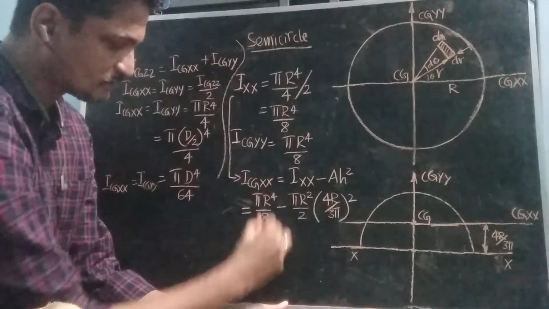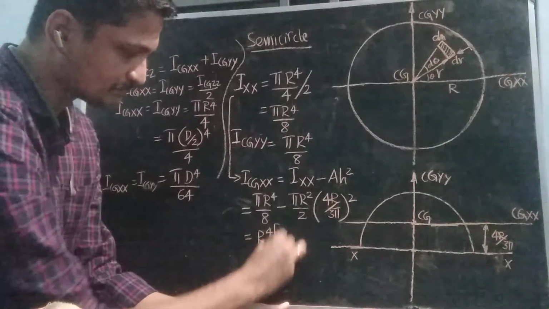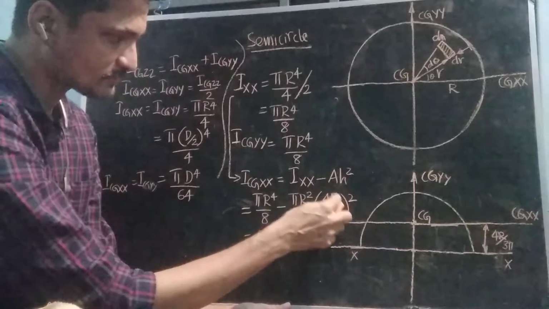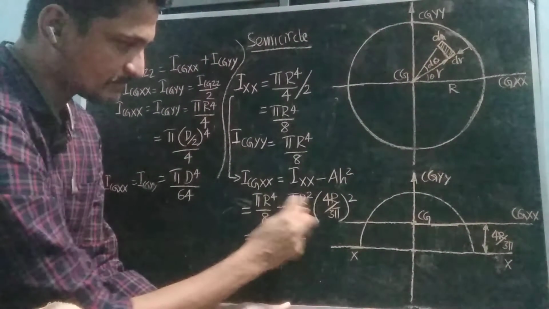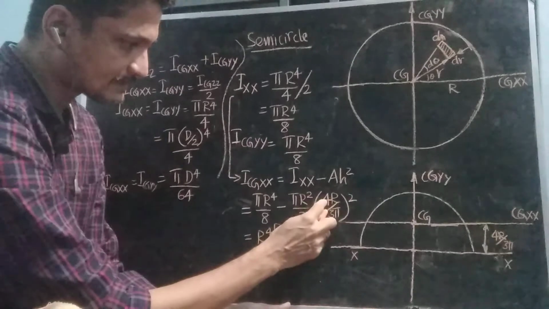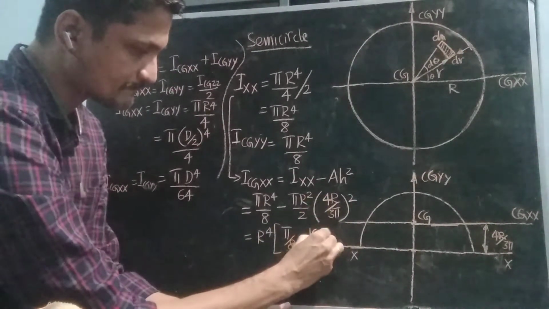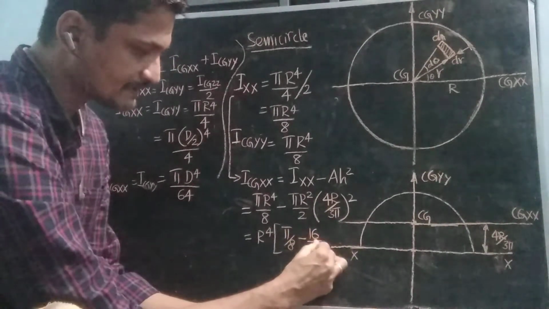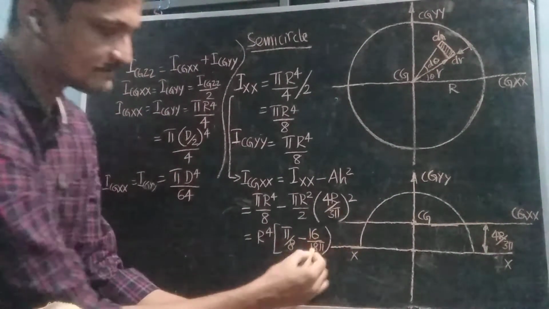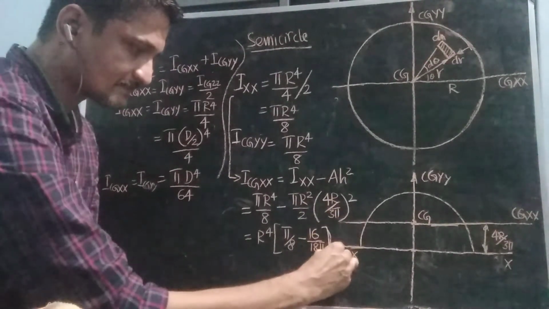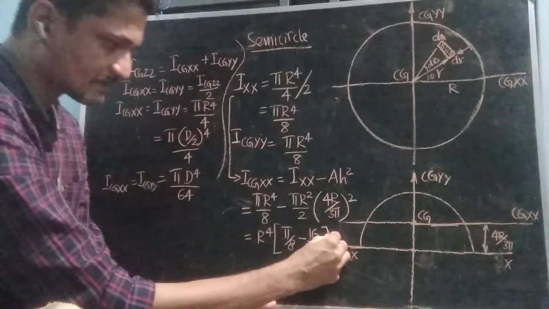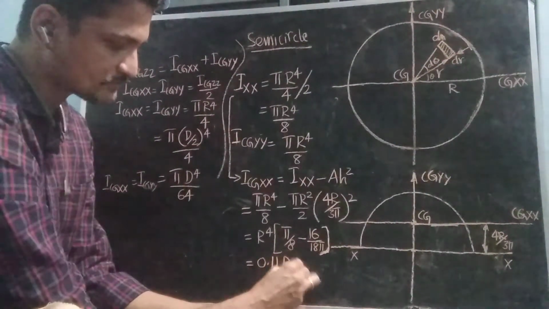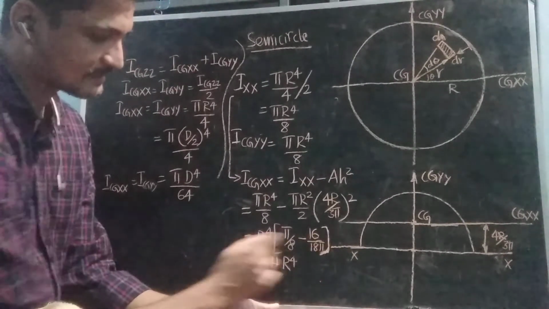And that's equal to, we can take r raised to 4 out of bracket, then pi by 8 minus, here r raised to 4, r square into r square. Then one pi, we can cancel one pi here. Then this will become 16, then 2 into 9, 18 pi. 16 by 18 pi. This value is equal to 0.11 r raised to 4.